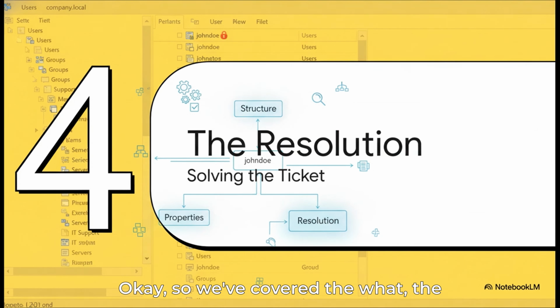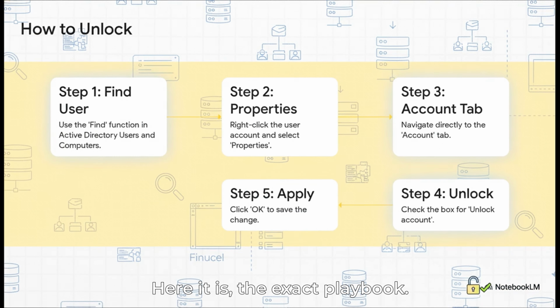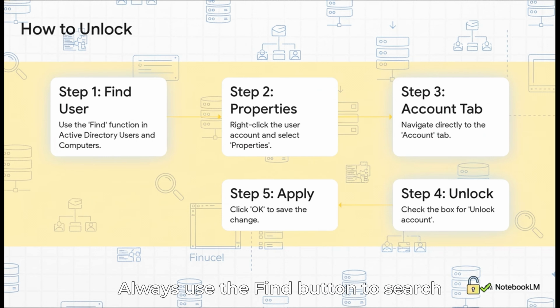Okay, so we've covered the what, the where, and the why. We get the AD structure, we know where to look in the user's account, and we understand what groups are for. Now let's put it all together and walk through step by step how to solve that locked account ticket. Here it is, the exact playbook. First, you open Active Directory Users and Computers. Quick pro tip, don't ever manually browse through all the OUs. Always use the Find button to search for the user directly.